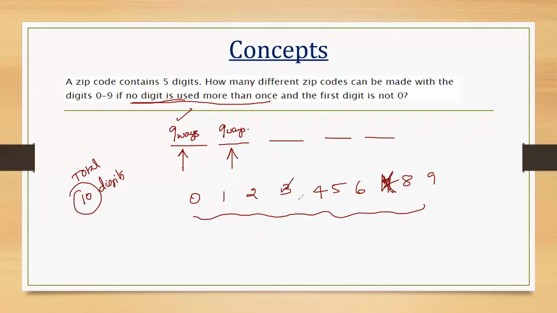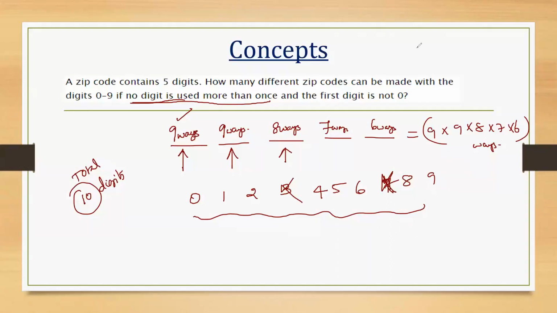Third place, two digits are already over. Remaining 8 digits we have. So 8 ways. Again 7 ways, then 6 ways, since repetition is not allowed. So in total you will have 9 into 9 into 8 into 7 into 6 ways. Is it clear, Deepan? Deepan, is it clear or not? In the first place, you should not write 0. That's all. That is the case.